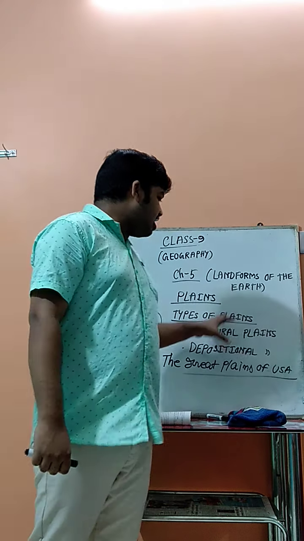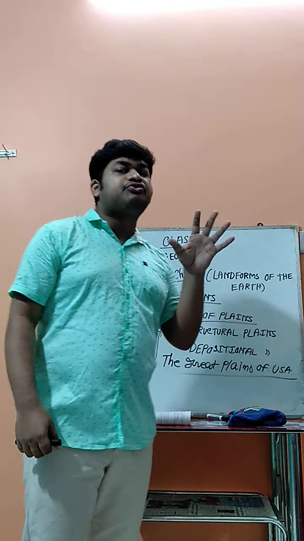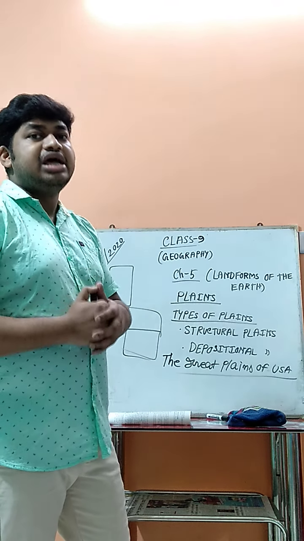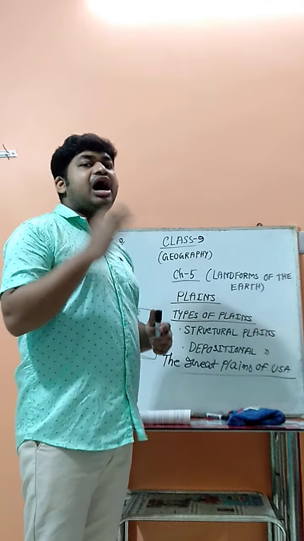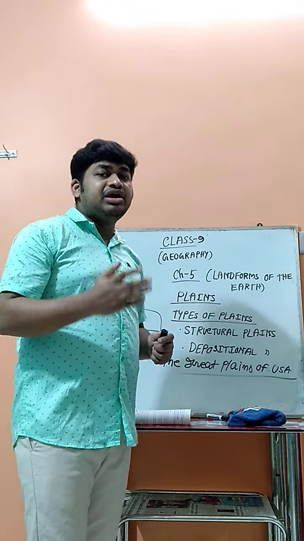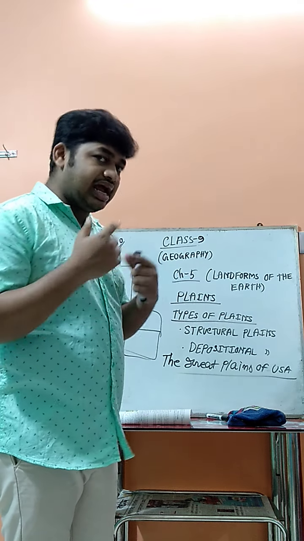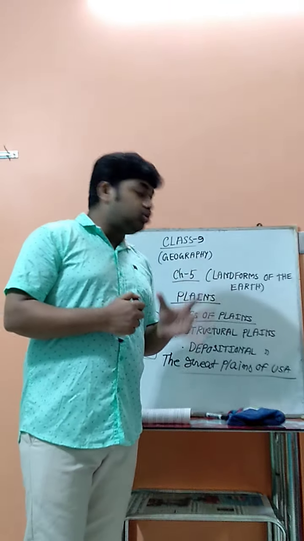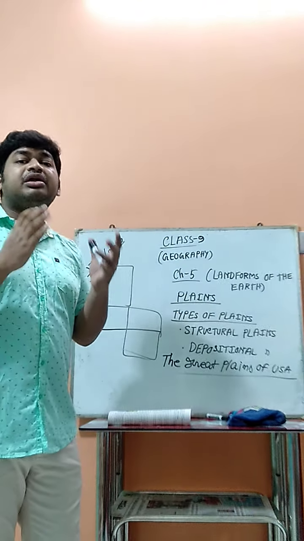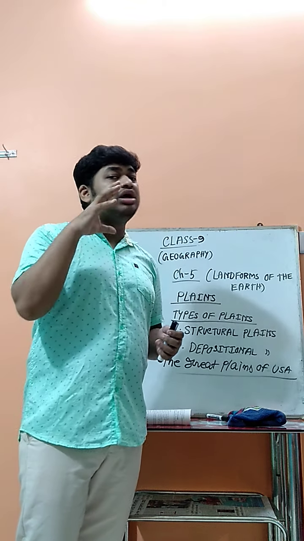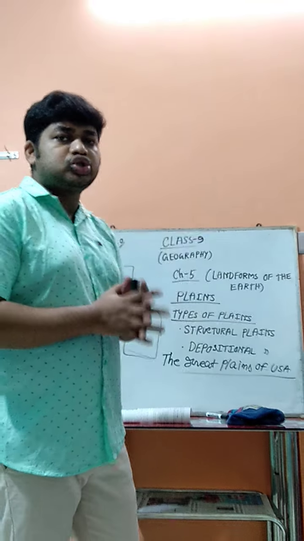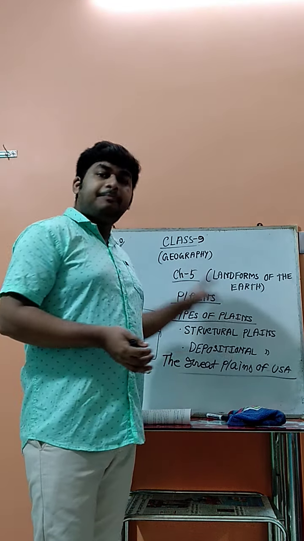Those depositional plain regions that are formed due to the river's depositional process are known as the alluvial plain region. Again I repeat, those plain areas are formed due to the depositional process of the river, and the river always deposits alluvium soil. So these plain areas are also known as the alluvial plain.